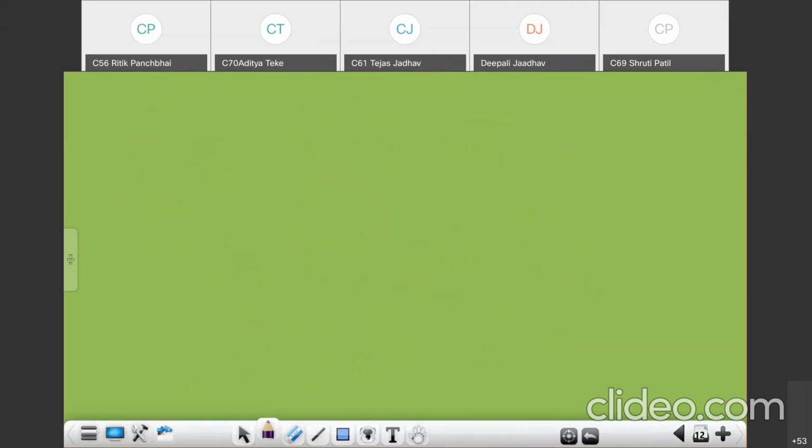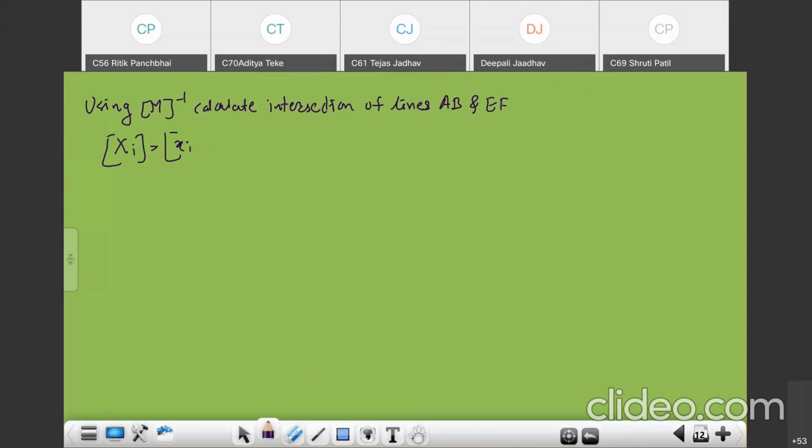So using the matrix inverse, calculate the intersection of lines AB and EF. What is the formula? The intersection point xi, yi is equal to B multiplied with M inverse. That means B1, B2 multiplied with M inverse.